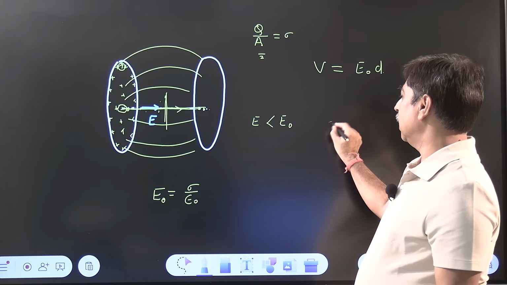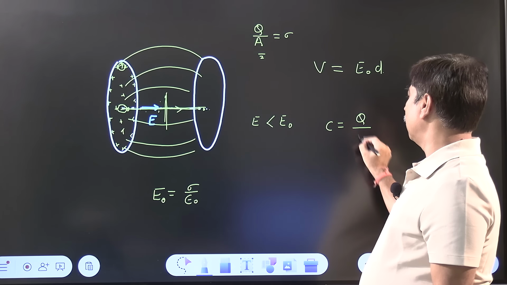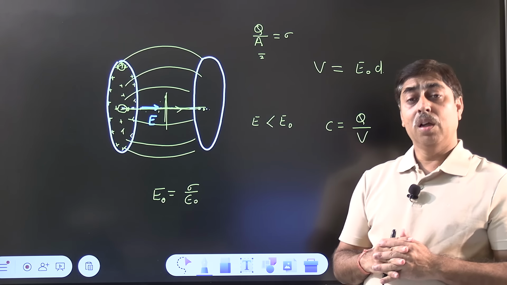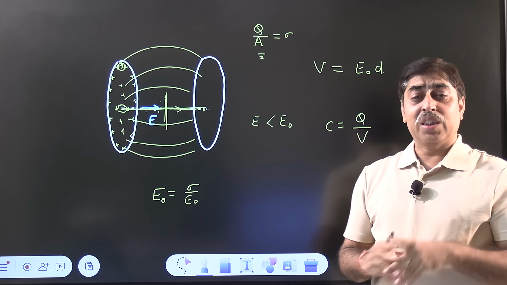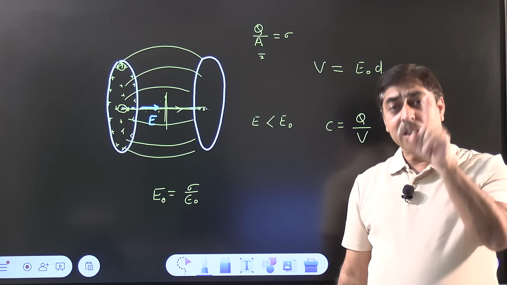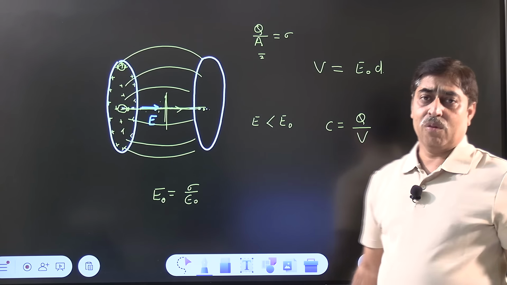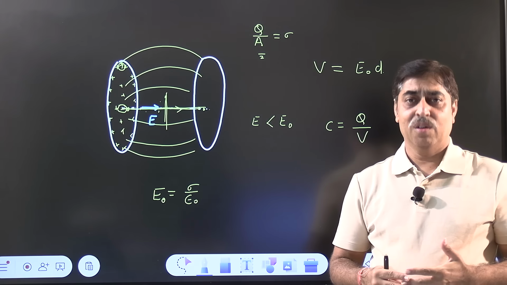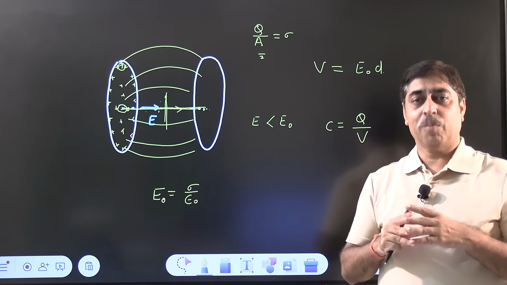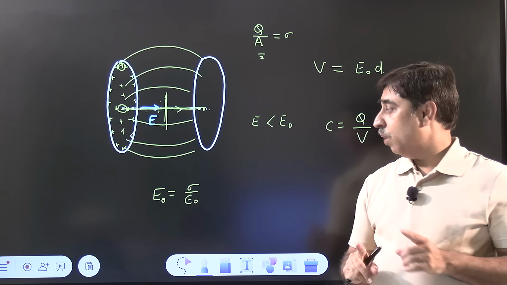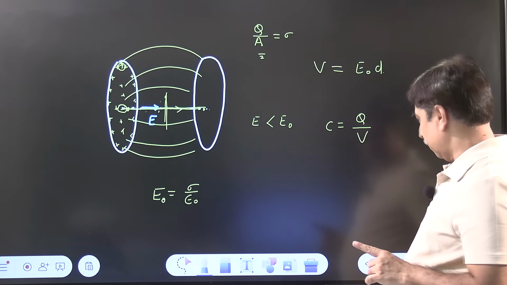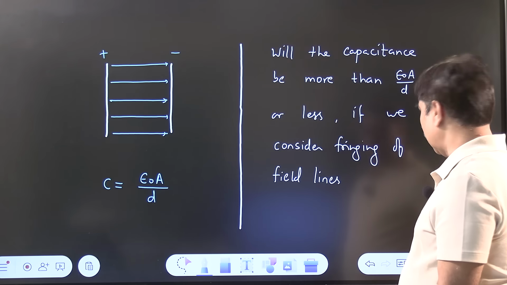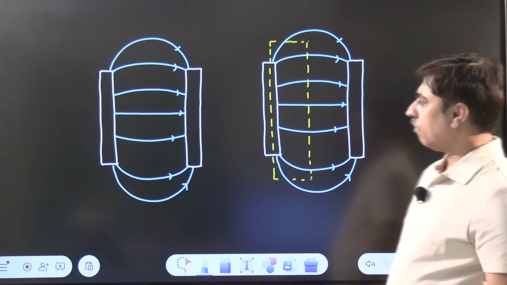So, the capacitance is nothing but Q upon V. Q is the charge on the capacitor and V is the potential difference. So, the actual potential difference is less than what you imagined it to be. So, when V is less, definitely the capacitance should be higher. So, in reality, the capacitance of such a capacitor will be higher than this expression. Let me make another attempt to explain this to you.